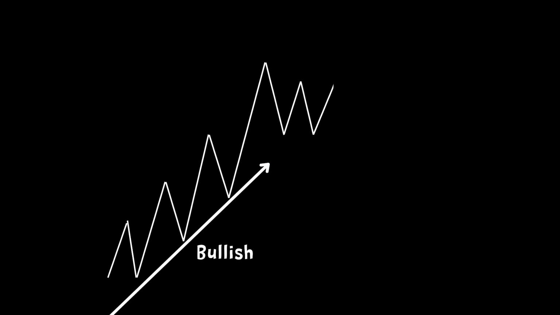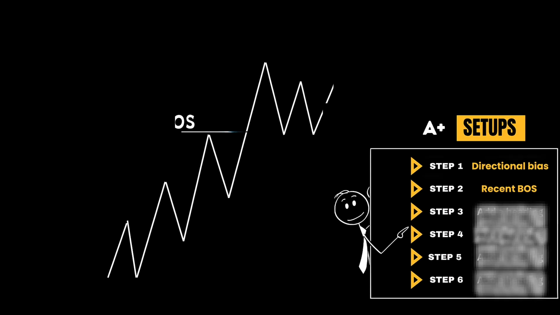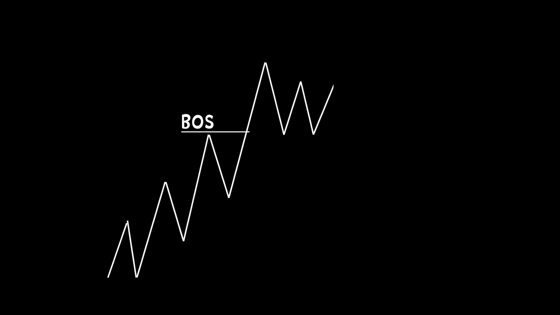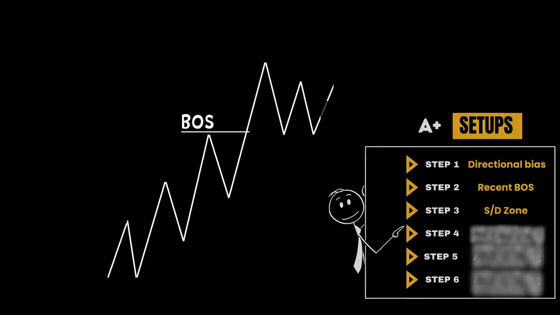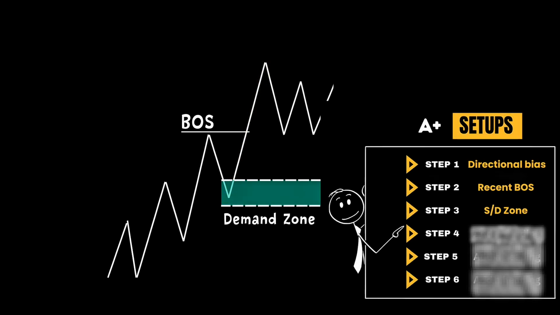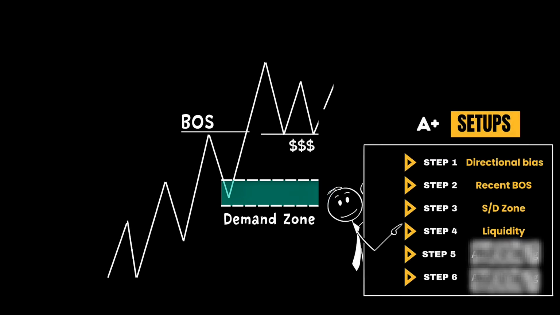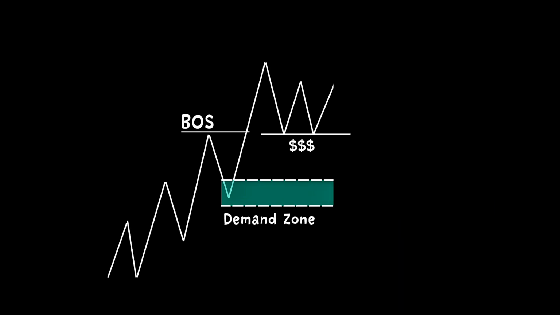So when I'm done identifying my directional bias, I look for the most recent and significant break of structure to the upside. If my bias is bearish, I look for the most recent break of structure to the downside. Once this is sorted out, go ahead and trace the demand zone that caused the break of structure. If it is bearish, I look for a supply zone that caused the break of structure. Then after that, I look for liquidity close to my demand zone that price will sweep before tapping into my zone.